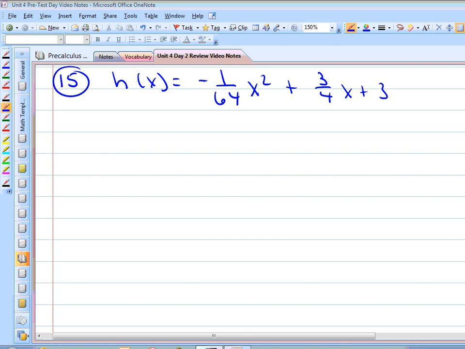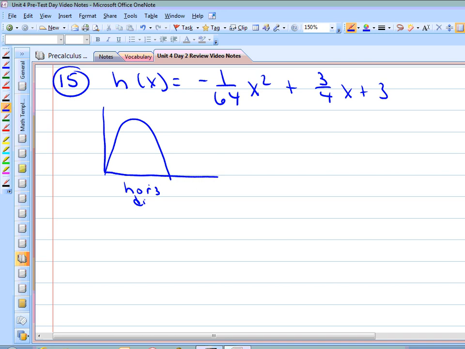This says it's about a rugby ball being punted, and this is the equation. Let's identify what it's saying. We know it's a negative, so you know your graph is going to turn downward. It's going to be a sad face parabola. Let's just draw this out and talk about what this says. It says x is the horizontal distance. So this is the horizontal distance, and that's your x value.